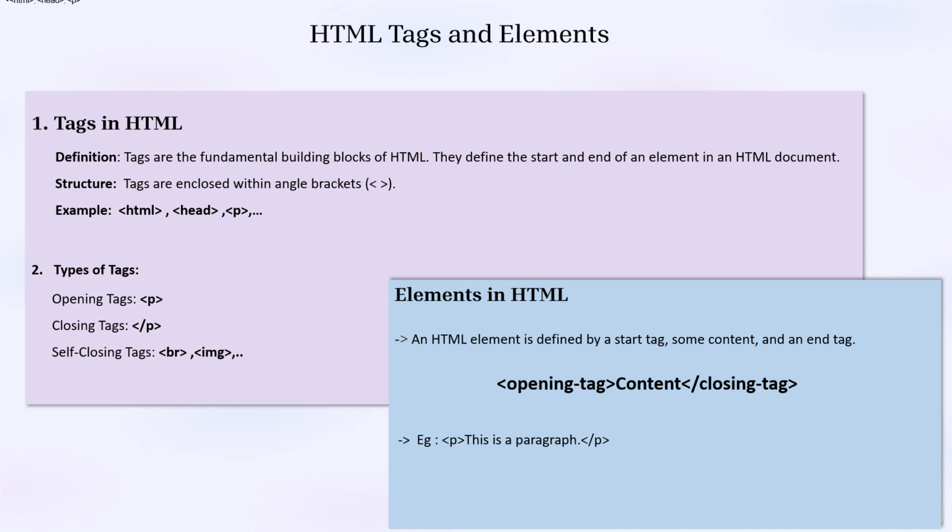Elements in HTML. An HTML element is defined by a start tag, some content, and an end tag. It means that everything from the opening tag to the closing tag is defined as an HTML element. Nesting of HTML elements can also be done here. Here I give an example of an opening tag, a closing tag, and there is content between them, which is 'This is a paragraph'. So overall this all specifies that it is an HTML element.